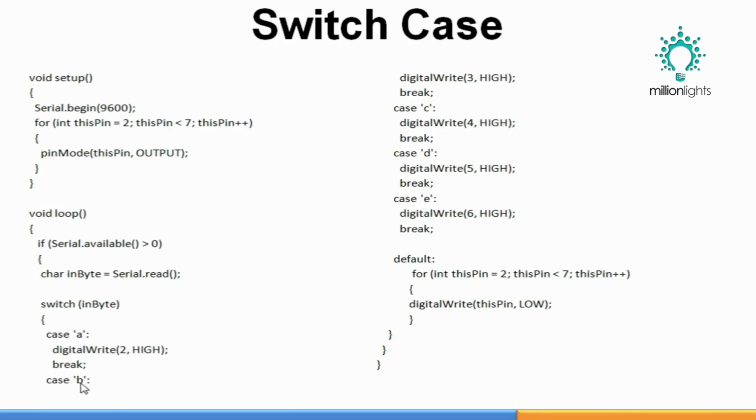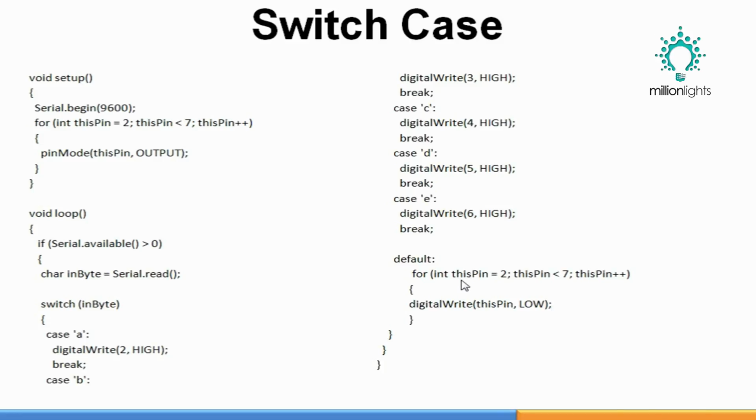If it is B, then we go to case B, and at that time the third pin is high. If the keyboard button pressed is C, then the fourth pin will be high. If it is D, then the fifth pin. If it is E, then the sixth pin. And if none of A to E is pressed, then some other key will be pressed, and that will be considered in the default case. And for the default case, we are switching all the LEDs low.